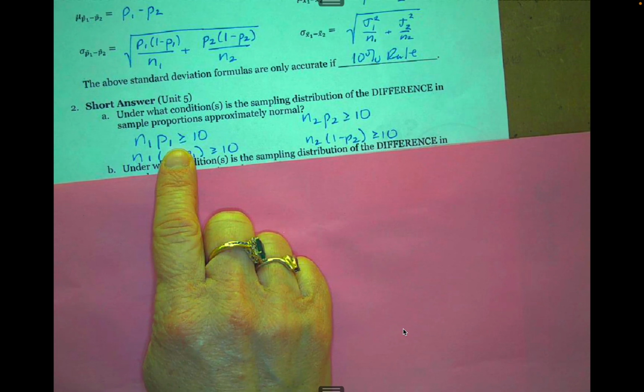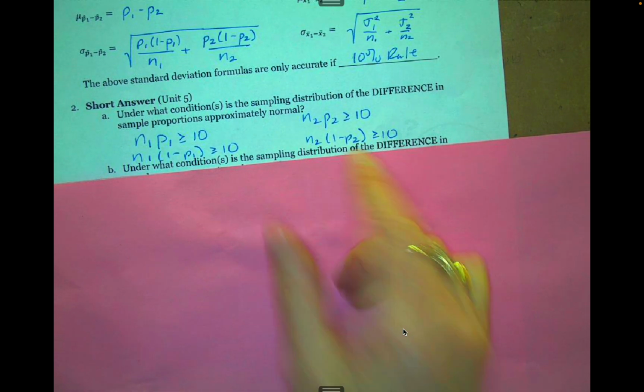All right, if you're talking about proportions, what's the normal check, or the large count check, for proportions? That's the one that's the NP. So in this case, if we have two samples, it'll be N1 times P1, N1 times 1 minus P1, N2 times P2, N2 times 1 minus P2. All right, so those will need to be greater than 10.